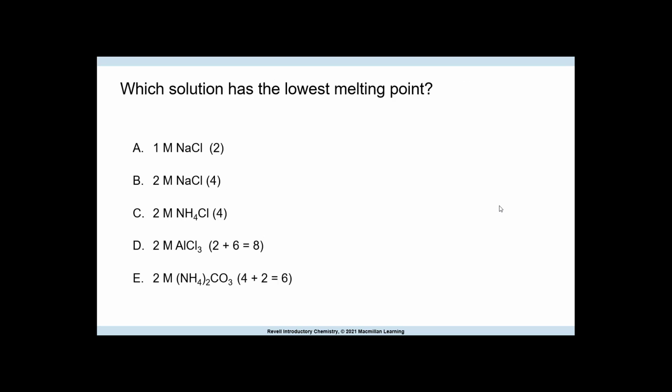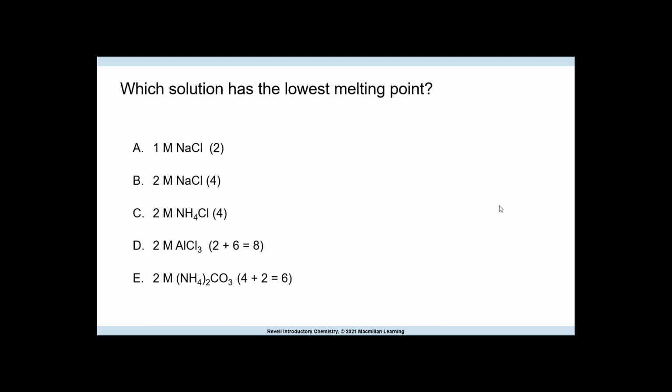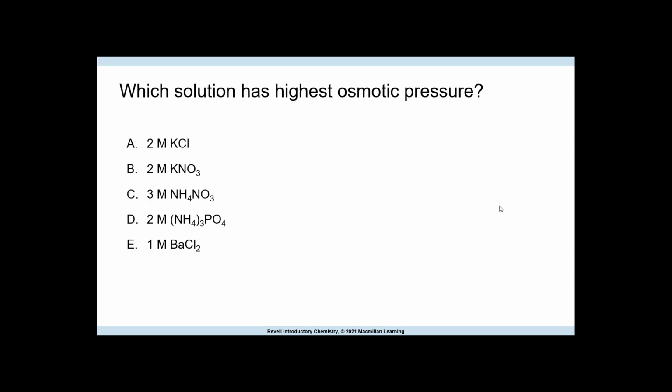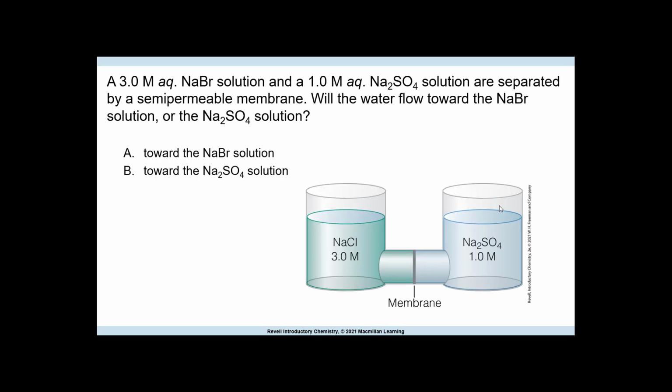And as you can see, I put the numbers here. I meant to put them on the answer page, but I put them here so you can see why D is the answer. Which solution has the highest osmotic pressure? Again, it's the one that has the most ions that dissociate, so it would be D, and you can see it has 8 compared to everything else.